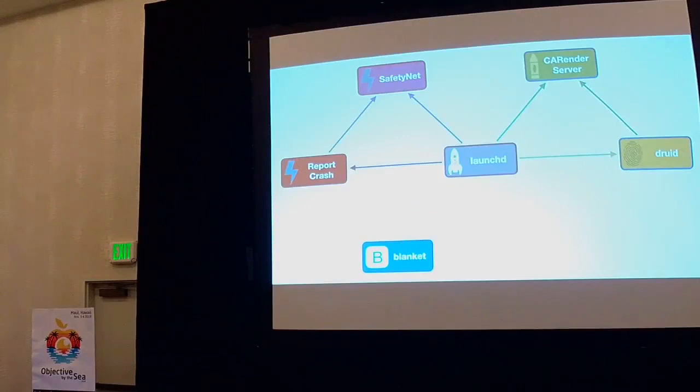Here are all the processes involved, a little more complicated than the macOS case. Blanket is our attacking process on the bottom, that's in blue. Launchd is in the center. All the arrows, once again, represent having Mach send rights to the destination. ReportCrash is on the left with SafetyNet as its registered exception handler. And Druid is on the right talking with CA render server.